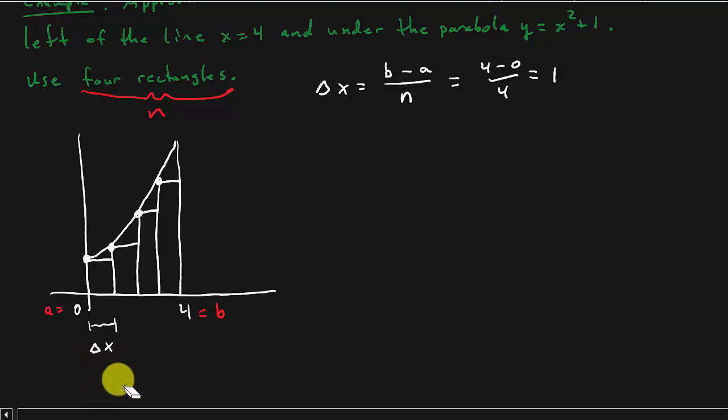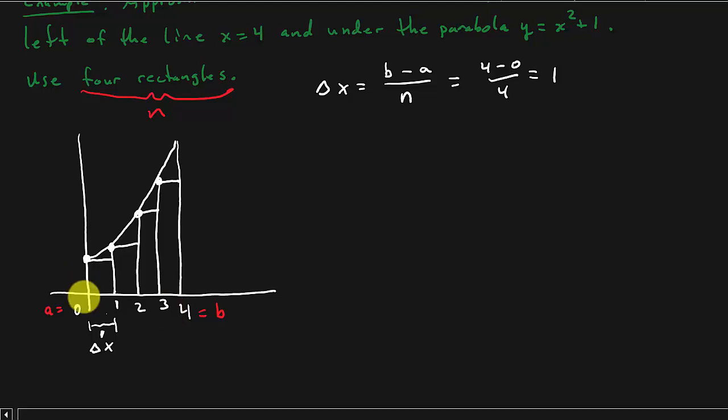Now let's write it like this. This width here is 1. All right. So that means this x value here is 1. This x value would be 2, and this x value would be 3. Okay, but the width of each one is 1. Now we need the height of each rectangle.